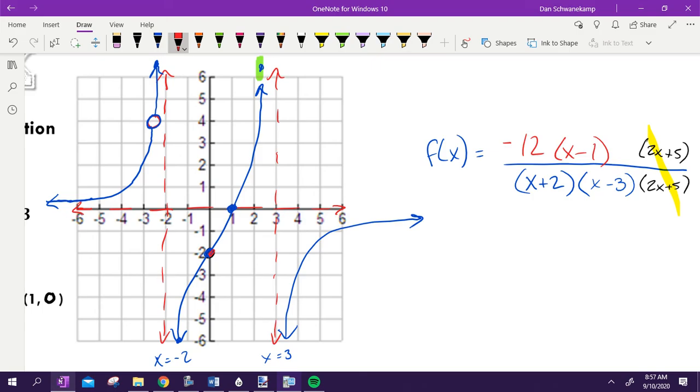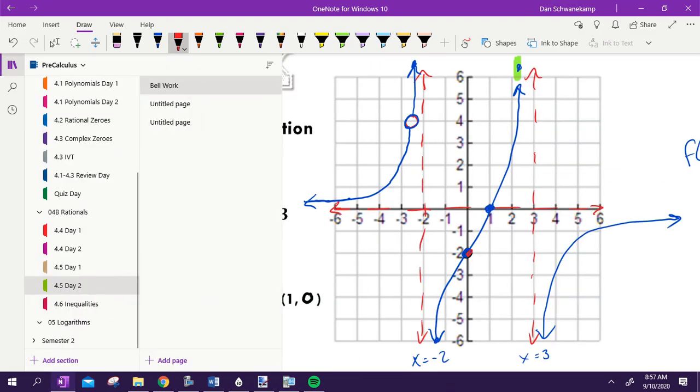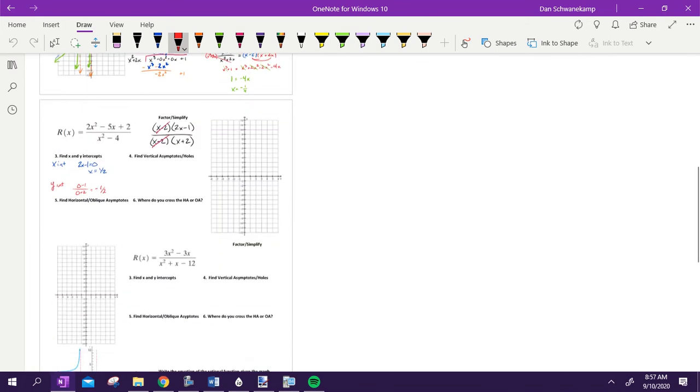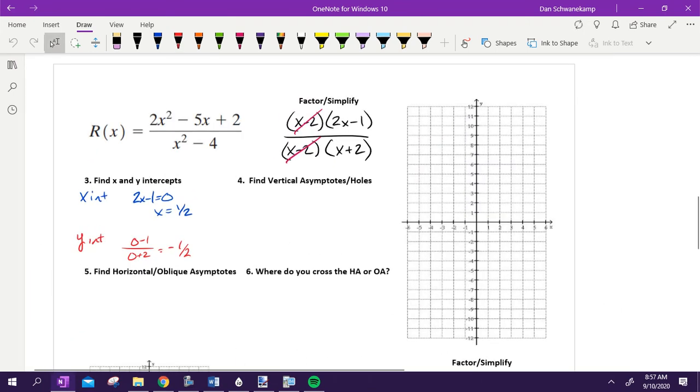All right, let's go to our notes from yesterday. Pull those out for me. Where did we stop on this problem right here? We had x-intercepts and y-intercepts. Did we do vertical asymptotes? We did hole. Okay, so we had a hole on this one at x is equal to 2 because we had an x minus 2 on top and bottom. And we really can write the whole ordered pair here. 2 comma what? How can I find the y value?